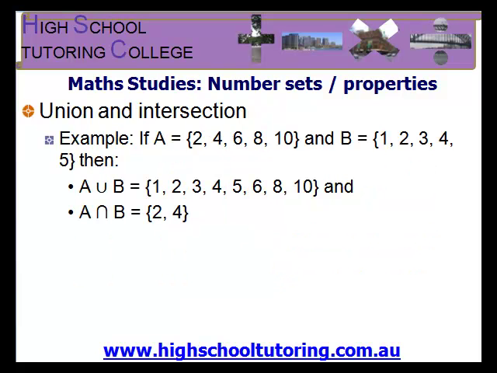For example, if the set A includes the elements 2, 4, 6, 8 and 10, and the set B includes the elements 1, 2, 3, 4 and 5, A union B contains the elements 1, 2, 3, 4, 5, 6, 8 and 10, and A intersection B contains the elements 2 and 4.